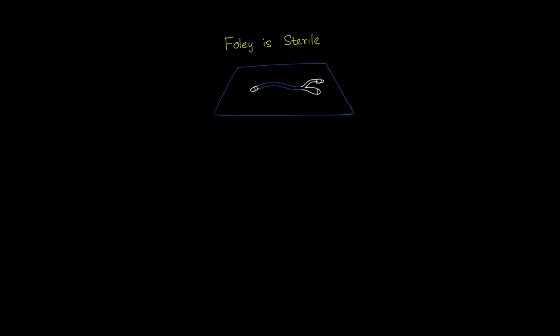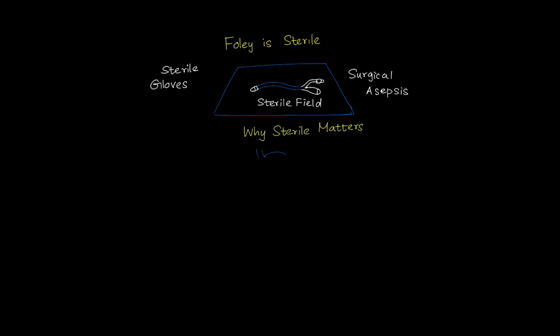Sterile gloves, sterile field, and careful technique throughout. The reason is simple. The urinary tract is normally closed to the outside world, and inserting a tube bypasses every natural defense. Contamination during insertion is a direct path to urinary tract infection.